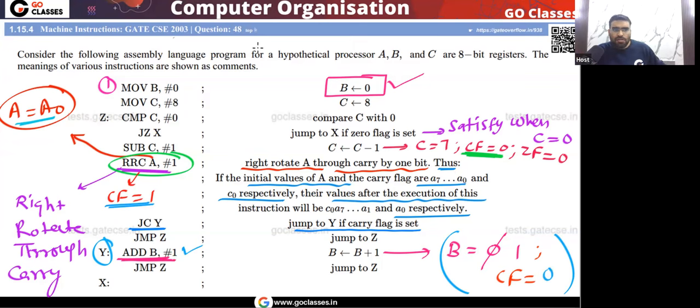Yes or no? There is no carry, right? You are doing 0 plus 1. There is no carry. So here you can see the carry flag will become 0. Okay, then you will do jump Z.